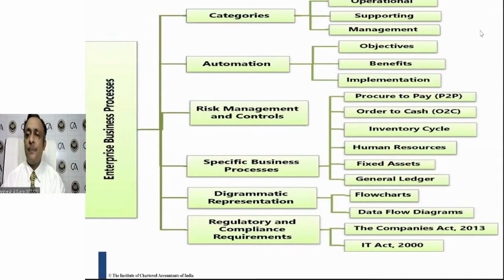Let us see how the chapter is divided. We'll be talking about enterprise business process categories: operational systems, supporting systems, management systems, then objectives, benefits, implementation of automation, risk management, controls, then specific business processes. Very detailed discussion we are going to have on each of these systems, the controls, the parameters, how these need to be created. Then flowcharts, I have told you we are going to discuss flowcharts every day of this chapter so that the learning is good, and regulatory and compliance requirements. So this is the whole of your chapter 1.